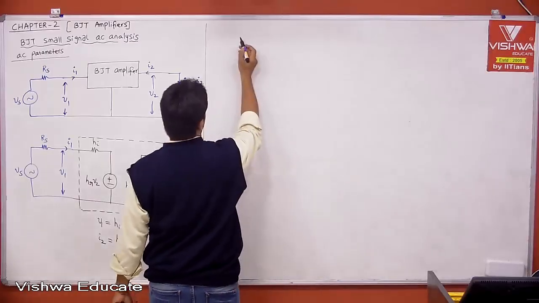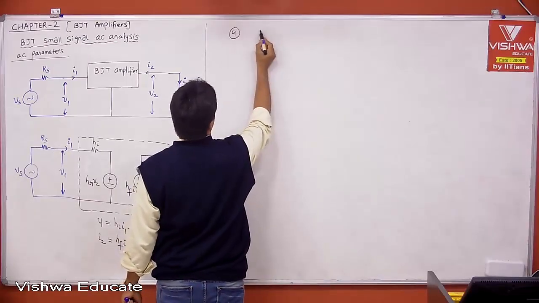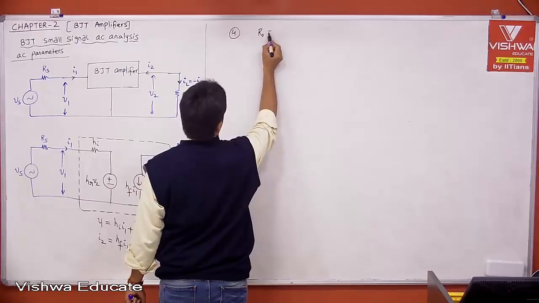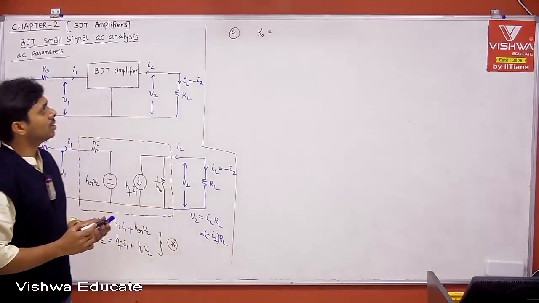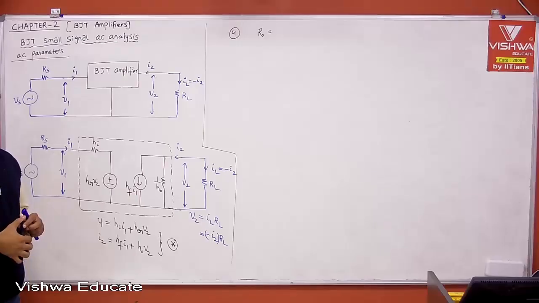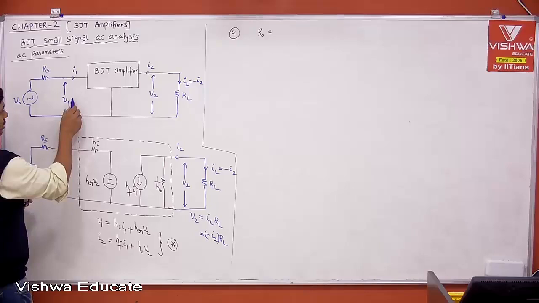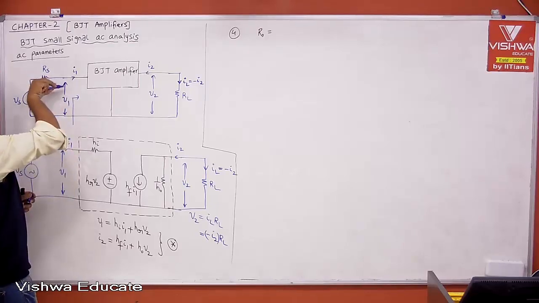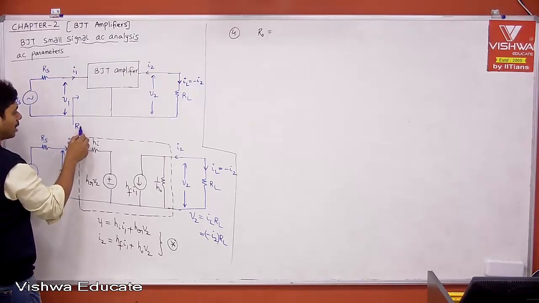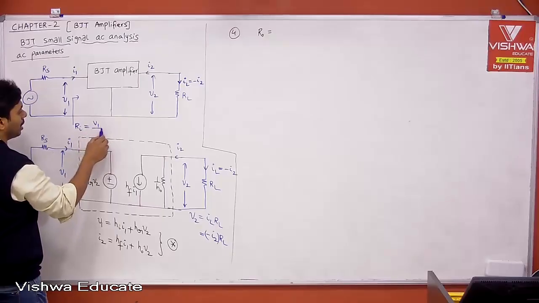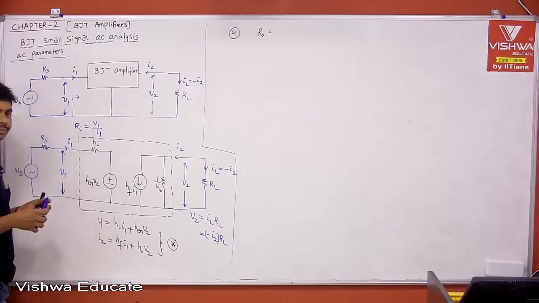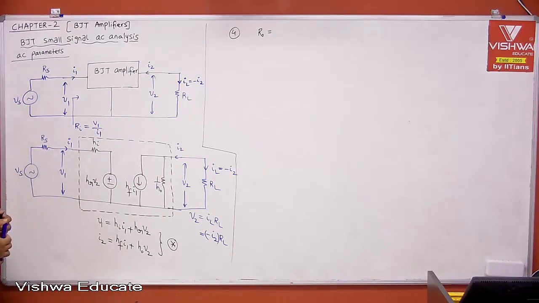Let's see the last one, the fourth one, the output impedance definition. Tell me, what is the definition of output impedance? The definition of output impedance is the impedance seen from the output port. With respect to input impedance, we know that this is nothing but the impedance seen from the input port. That is Ri, which I told you is V1 divided by I1. That is what we used and then we solved.